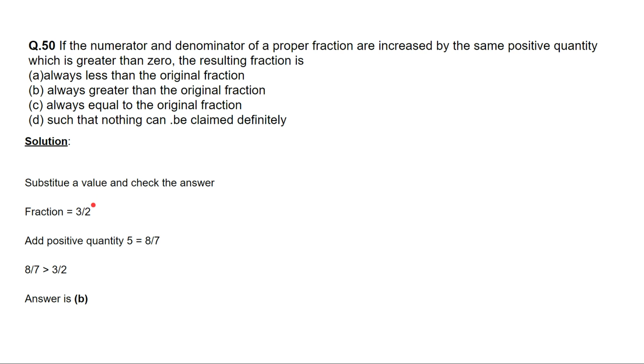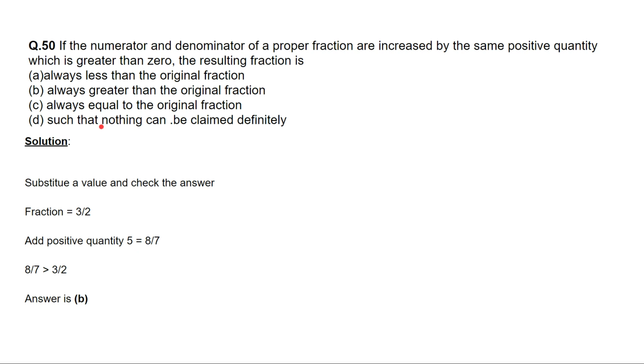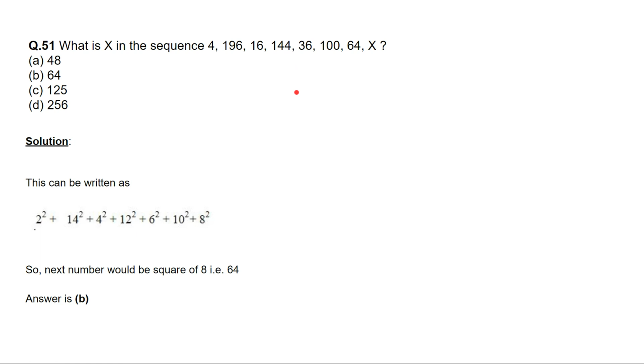Okay, so this question I would do with the help of an example. If I take a simple fraction 3 by 2, and add a quantity 5 to both numerator and denominator, I get 8 by 7, and I know 8 by 7 is smaller than 3 by 2. So I'm going to choose answer B, always greater than the original fraction.